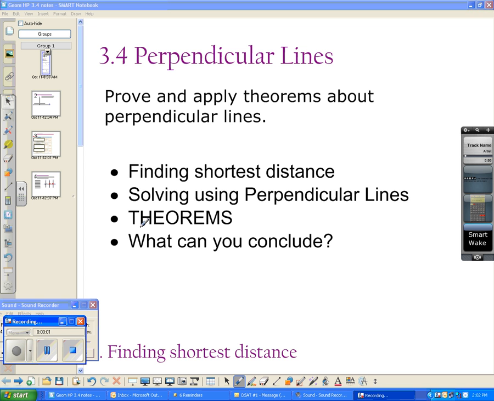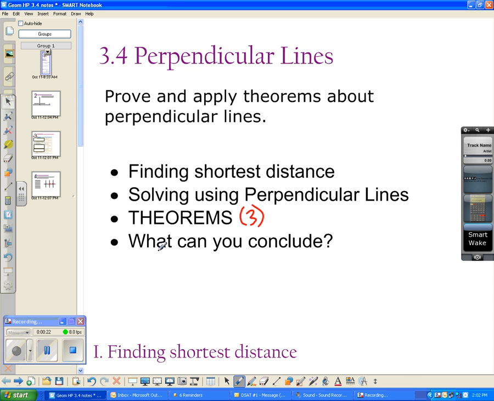All right, 3-4, we are talking today about perpendicular lines, and by the end of the video, you should be able to prove and apply theorems about perpendicular lines. So there's going to be 4 parts to the video. The first part, we're going to find distance, finding the shortest distance. Then we're going to solve problems using perpendicular lines, and then I'm going to talk about 3 awesome theorems, and then I'm going to give you 1 more problem. We'll do proofs tomorrow in class.